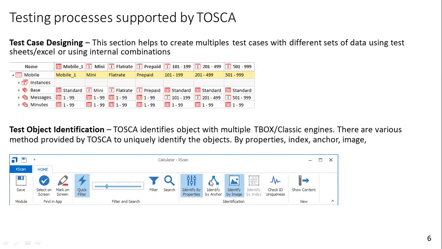The sequence of activities in Tosca is: first you get a requirement. For the requirement, you design your test case. For the test cases you have designed, you identify the test objects, and the test objects will be mapped to the test case, and the test case will take the data from test case design.